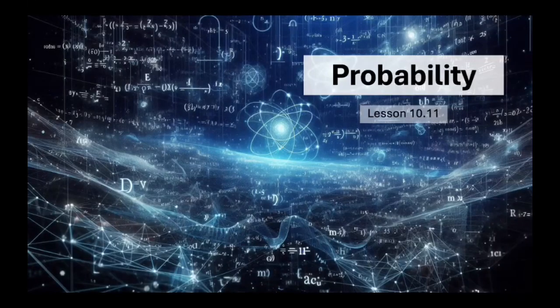All right, we're going to be doing probability. This is lesson 10, 11. This is the rudimentary probability, the very beginning. There's a whole study of probability. You could take a whole class on this. This is just the beginnings of it. So this is a review.